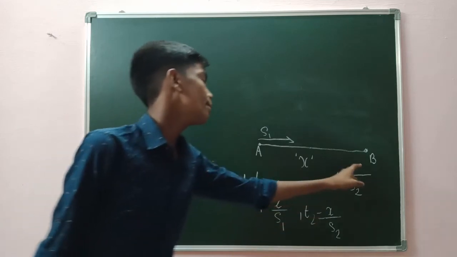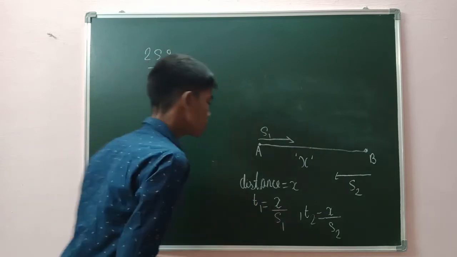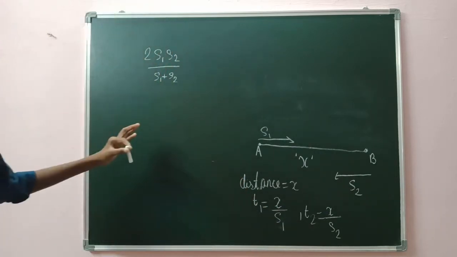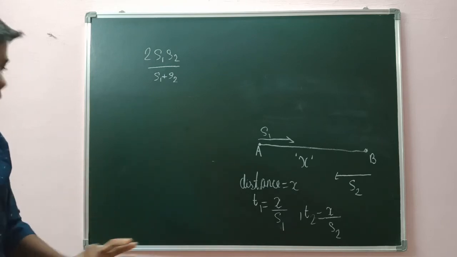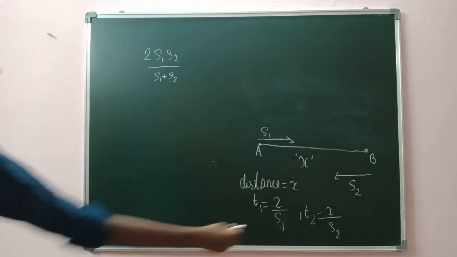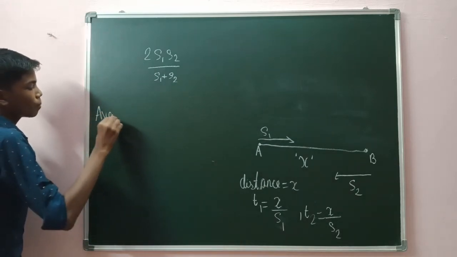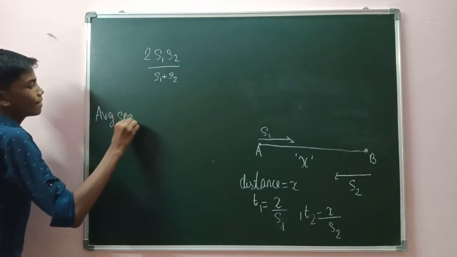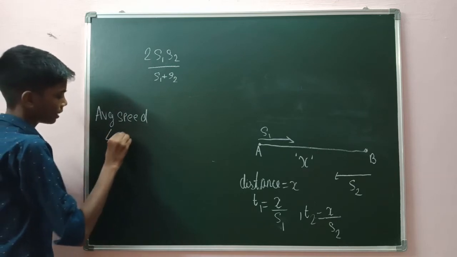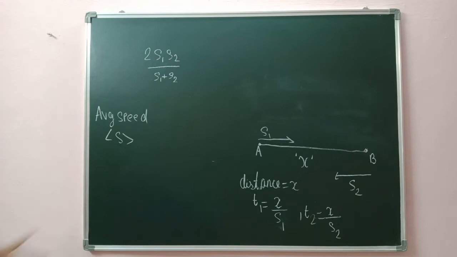So here the distance is x for one trip. T1 is time taken to reach B from A, that is x by s1, because we know that time taken is distance by speed. Using the speed formula only I derived that. And your T2 will be x by s2. So very simple. Now what is average speed? What is the formula for average speed? You can represent this average speed like this also.